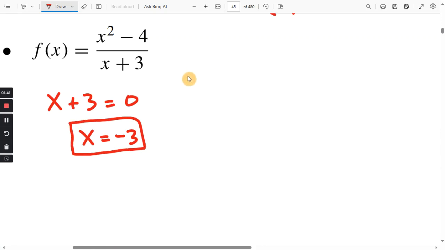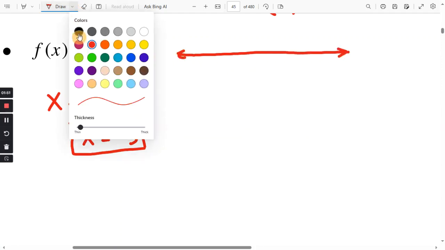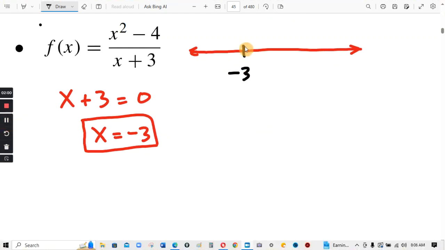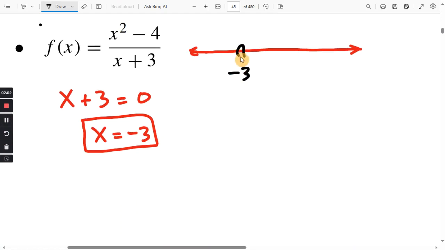So basically, if you were on a number line, and you don't have to use the number line every time, but if you were on a number line, you would have x equals negative 3, and it wouldn't include negative 3, but it would include everything to the right and everything to the left as well. It could be everything except negative 3. So how do we write that in interval notation?